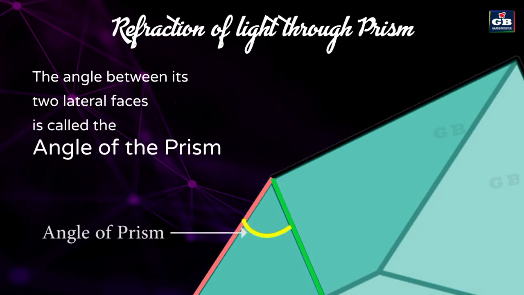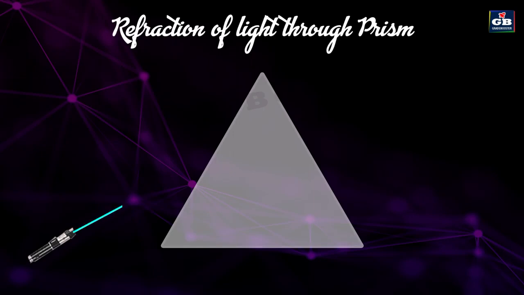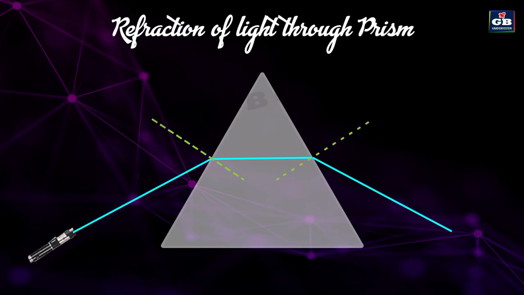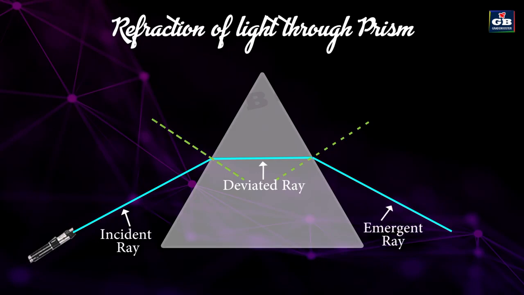Let us pass some laser light through this prism at some angle. The light rays get deviated and emerge out from the other side. Now, let us draw the normal for the incident ray and the emergent ray. This is the incident ray, this is the deviated ray and this is the emergent ray. Now extend the incident ray and emergent ray. They both meet at a point. The angle between these two rays at this point is the angle of deviation.